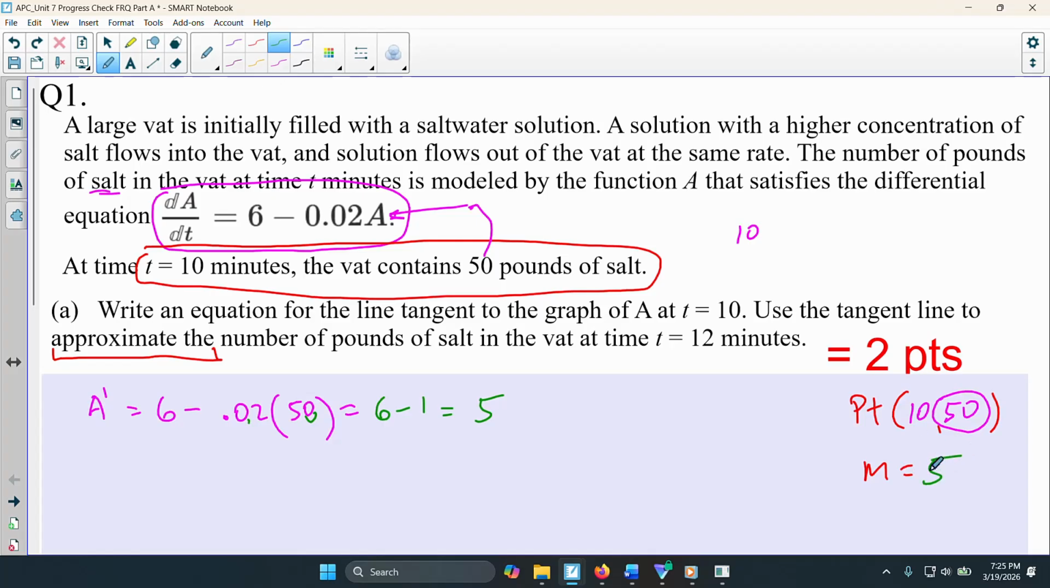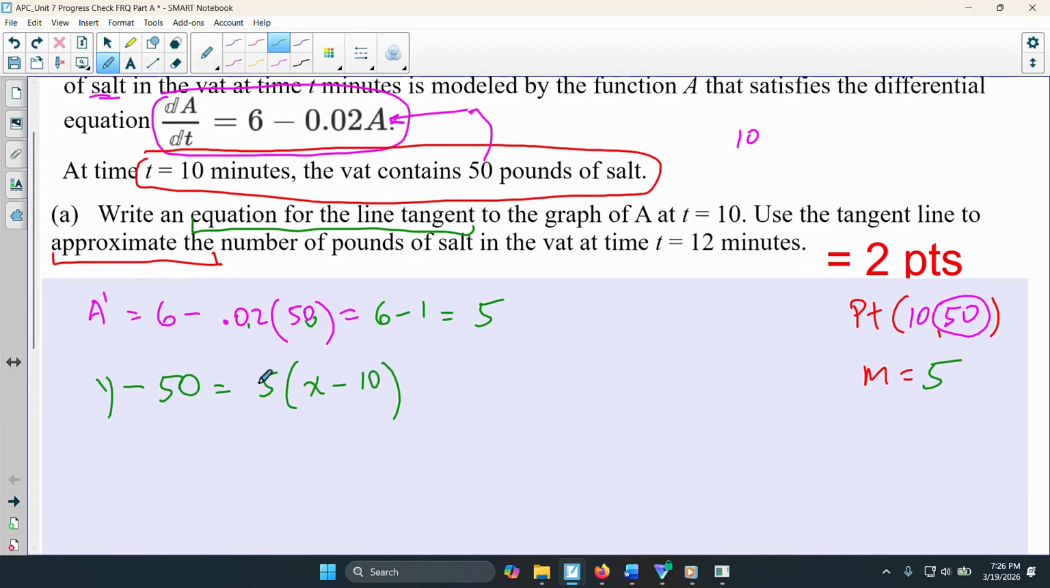Okay, 5 right here. So now how do I get the equation of a line that's tangent? So this is y minus 50 equals, the slope is 5, times x minus, well, it's 10, right? That's the x, 10. Okay, so this would be enough for this part. But since they're going to be asking about using this tangent line to approximate, I'm going to solve for letter y. So the y, by basically bringing this over, plus 50 to this side, and it's gone from here.